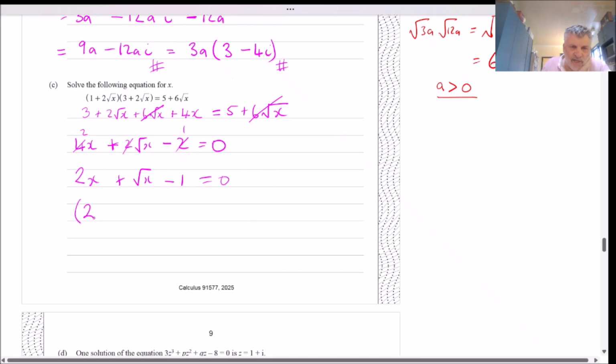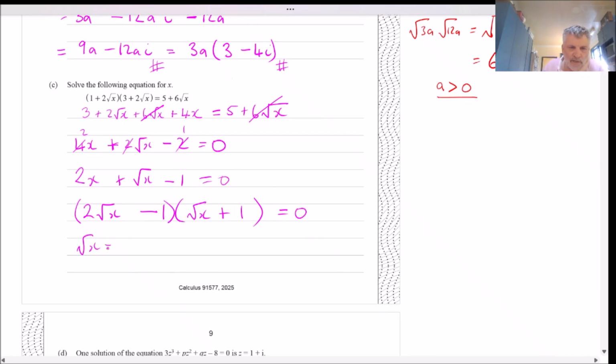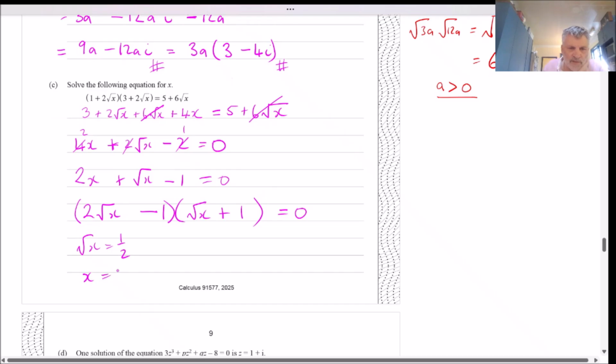So we can factorize that as 2 root x times root x. Now we want to get plus root x, so we want plus 1 here to give us plus 2, and then minus 1 here to give us minus 1. That's 0, so this says that root x has to be a half, which is x is a quarter, or root x equals minus 1. And root x is always positive, so this is not possible.